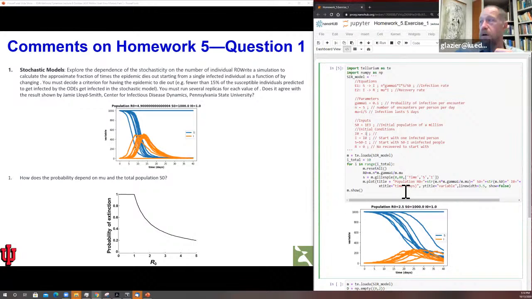Kali, what was the value of R0 that you were getting? 2.5. 2.5, so the same.